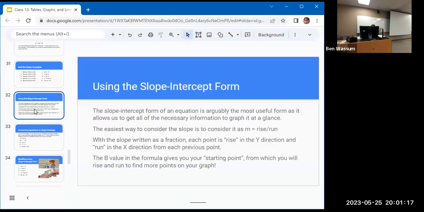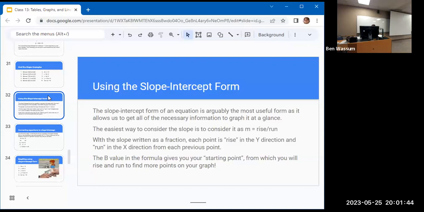So being able to use the slope intercept form is incredibly useful. Slope intercept form, y equals mx plus b, is arguably the most useful form as it allows us to get all of the necessary information to graph it at a glance. The easiest way to consider the slope is as m equals rise over run.